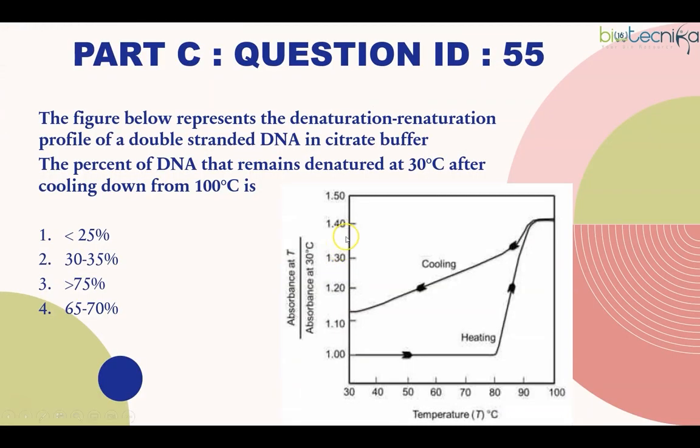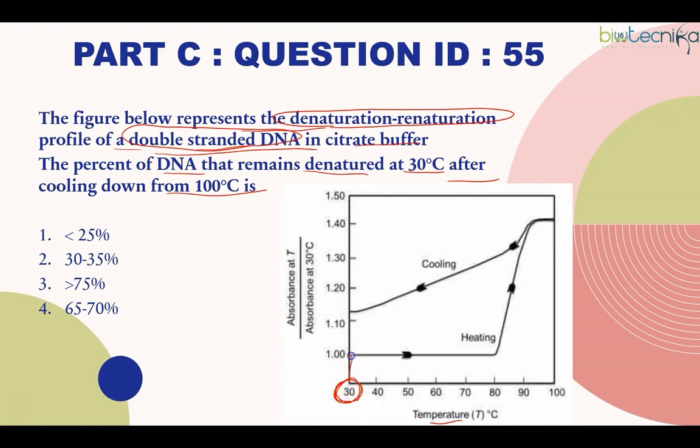Okay. Next question, question number 55. The figure below represents the denaturation and renaturation profile of a double-stranded DNA. That means before the experiment, the DNA was in double-stranded form in citrate buffer. Now, the percent of DNA that remains denatured at 30 degrees after cooling down from 100 degrees. Here the graph starts from 30 degrees only.